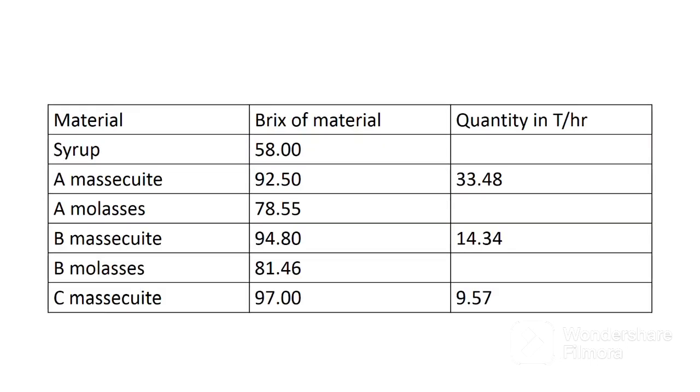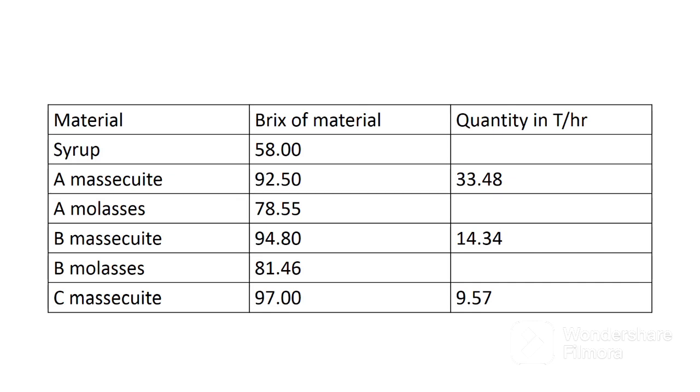The table below shows the materials, brix of materials and quantity of materials in tons per hour. Remember, these values will help us to calculate the quantity of steam used in pans.